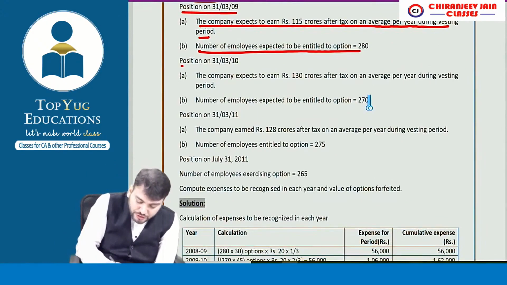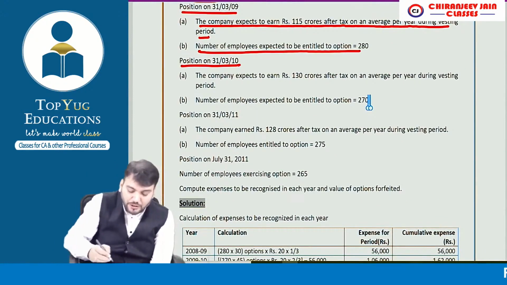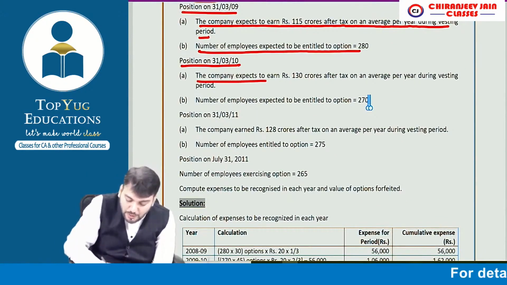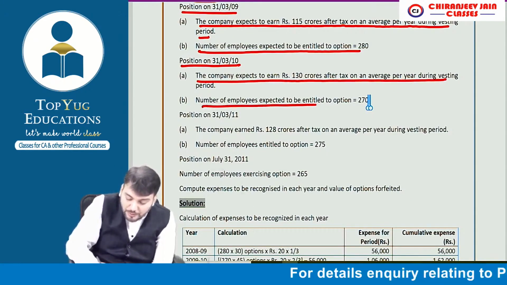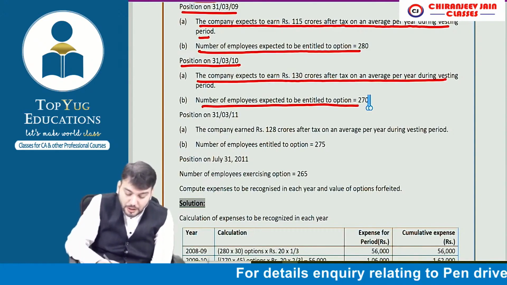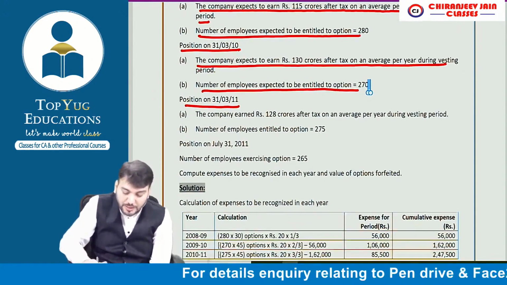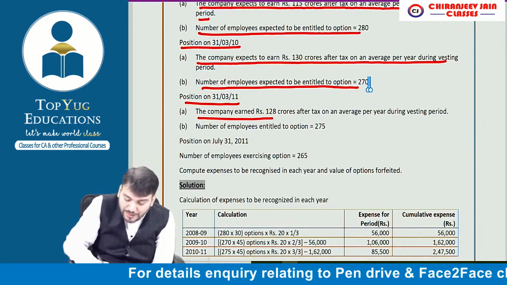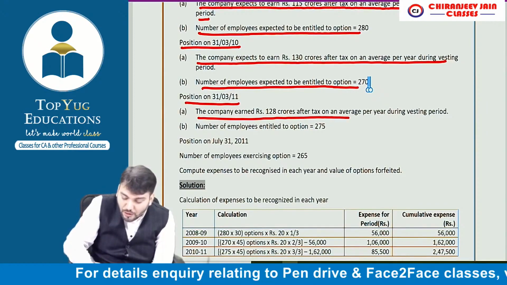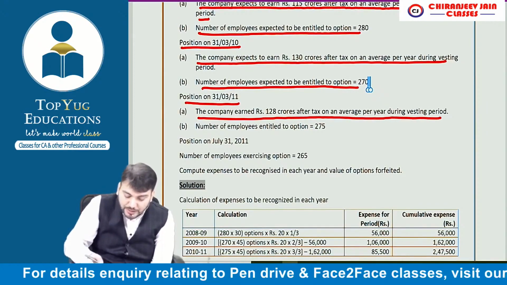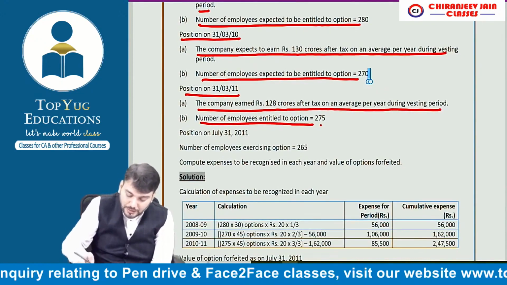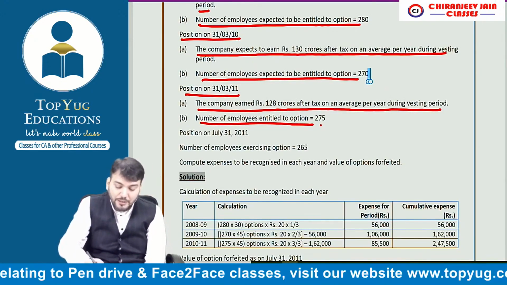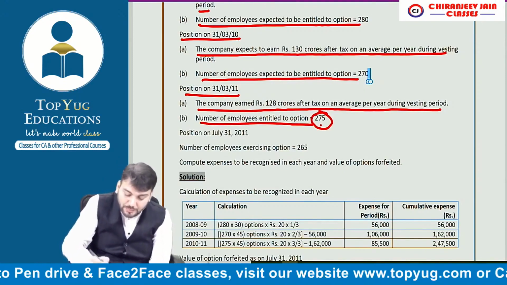The second year, position on 31st March 2010: company expects to earn 130 crore after tax on an average per year during vesting period. Number of employees expected to be entitled to the option is 270. Position on 31st March 2011: the company earned 128 crore after tax on an average per year during vesting period. Number of employees entitled to option is 275. Correct?